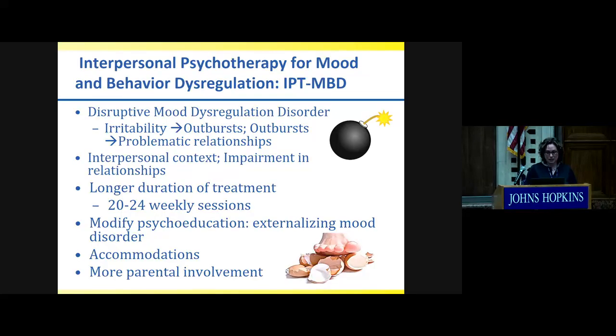The next adaptation is one that I developed during my K23 Career Development Award, Interpersonal Psychotherapy for Mood and Behavior Dysregulation. I was very lucky to learn IPT-A from Laura Mufson and IPSRT from Ellen Frank, using these to create the adaptation for youth with DMDD. DMDD is characterized by chronic irritability and outbursts. Irritability leads to outbursts. Outbursts lead to problematic relationships since they're generally in an interpersonal context.